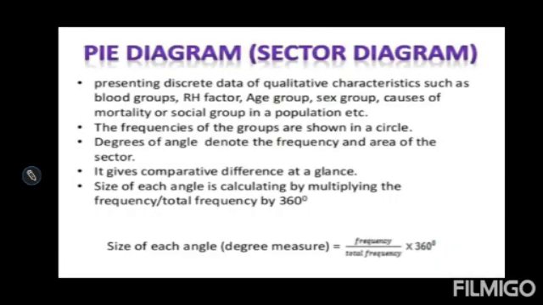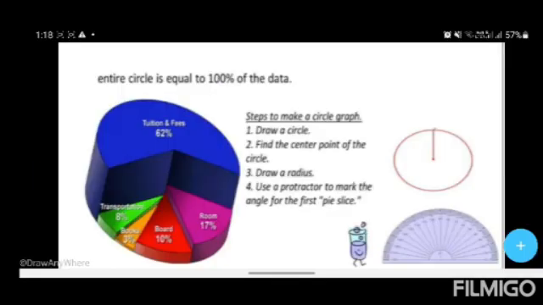Then we have pie diagram. It presents the discrete data of qualitative characteristics such as age group, sex group. The frequency of the groups are shown in a circle. First we have to calculate the size of each angle, which is calculated by dividing the frequency with the total frequency and multiply the ratio by 360 degree.